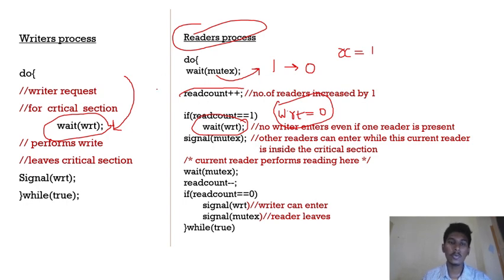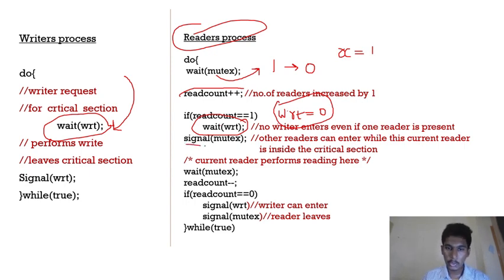So here we succeeded in making the writer process stop writing the data when a reader process is trying to read the data. Up to here we completed that. See here, no writer enters even if one reader is present. So a reader is present here, and the writer should not write the data.